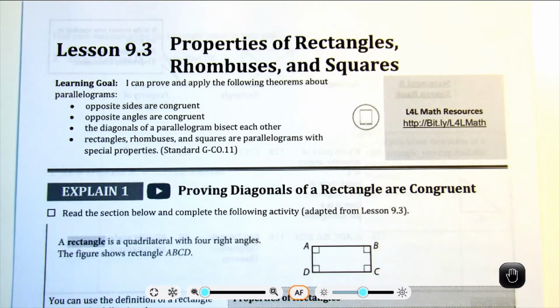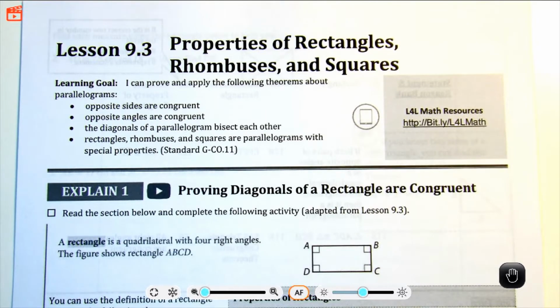Hello class, this is lesson 9.3, Properties of Rectangles, Rhombuses, and Squares. In this lesson, we are going to be talking about these different quadrilaterals. In the previous lessons, we focused on parallelograms, but then we need to look at the properties of these quadrilaterals. So to start, we're going to actually talk about rectangles. What is a rectangle?